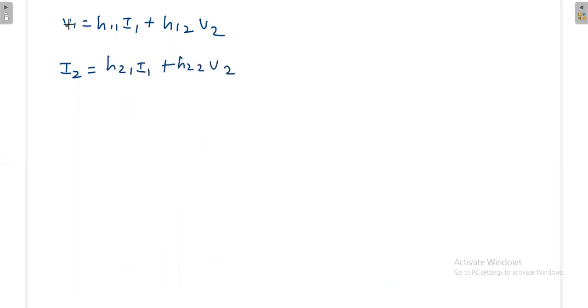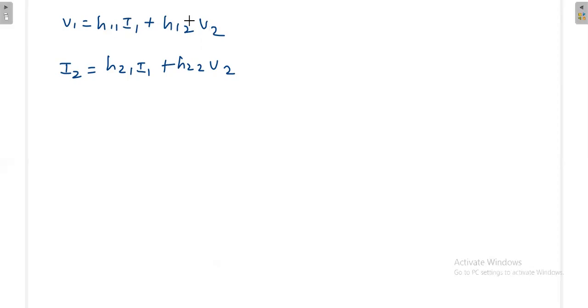V1 is equal to H11 I1 plus H12 V2, and I2 is equal to H21 I1 plus H22 V2. Okay, so the input voltage is H11 I1. I know this is impedance. H11 means impedance, so I can put a resistance, multiplied with the current, then an extra voltage.